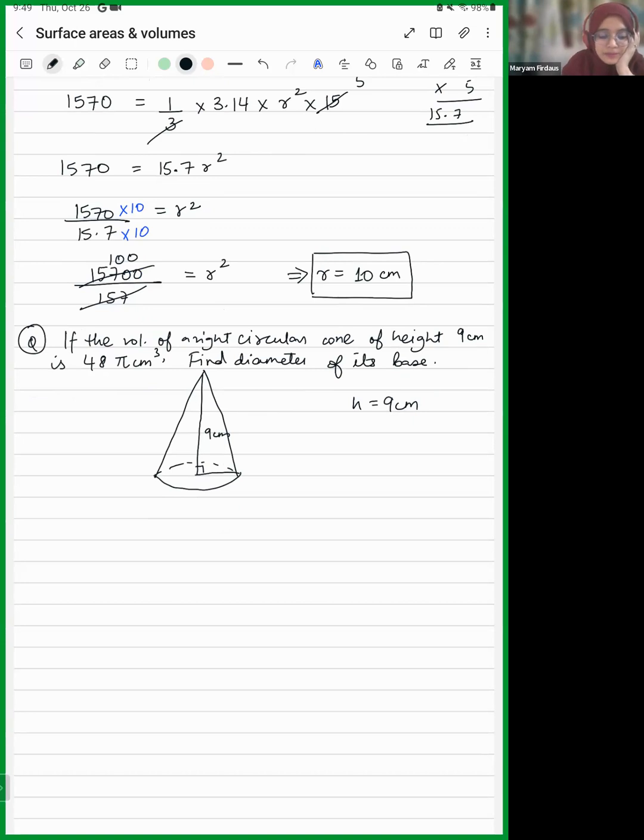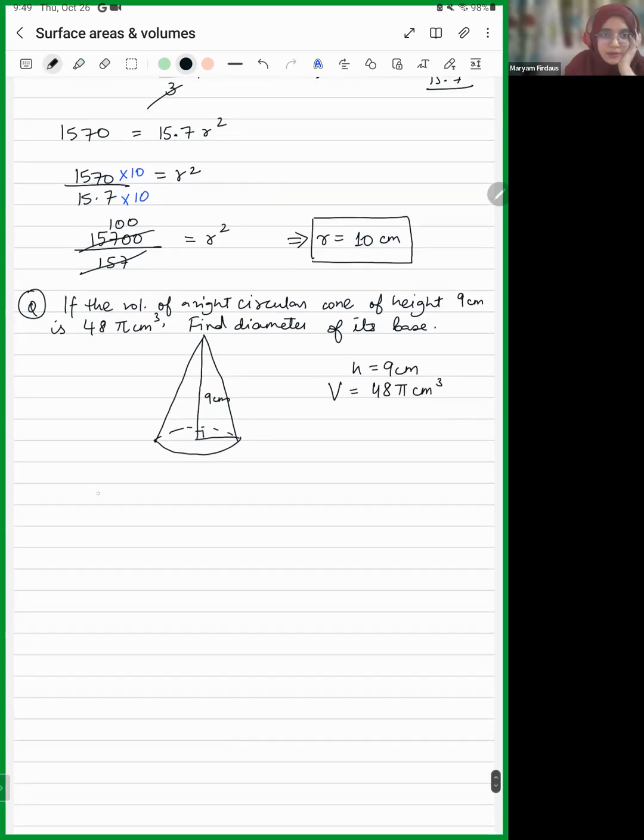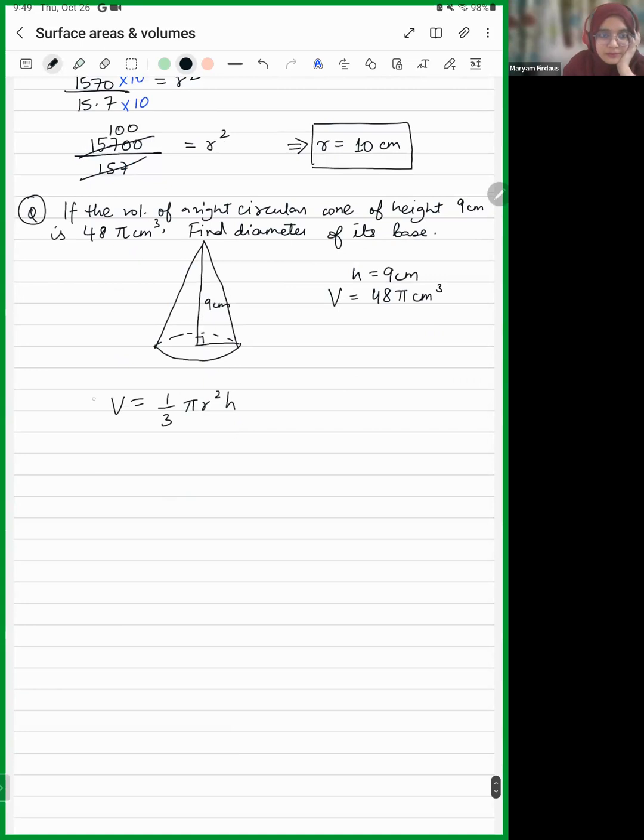Yes, ma'am. What is the volume they have given? Ma'am, 48 pi, so we'll take pi as it is. So, first, what is the formula? Volume is 1 by 3 pi r square, very good. Equal to 48 pi. So, in place of volume, I am writing what is given. So, 48 pi is equal to 1 by 3 pi r square, because we don't know r square.